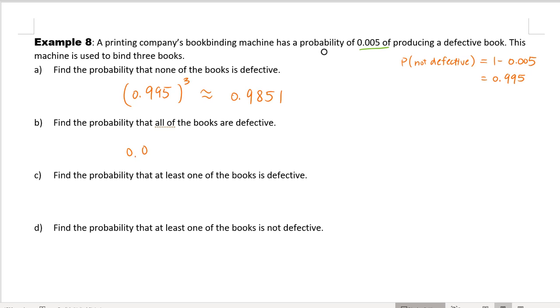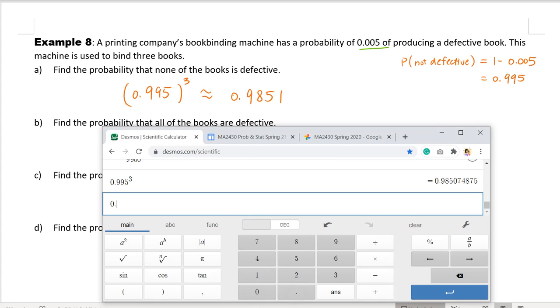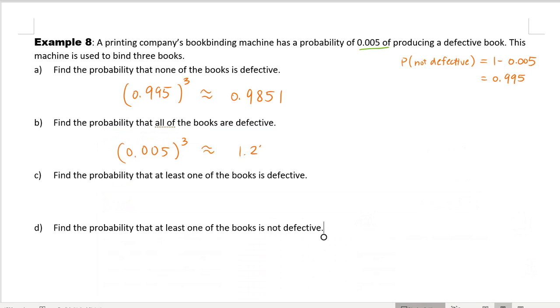And then part B, find the probability that all of the books are defective. So they're defective, so 0.005, and all of them are defective, so cubed. So 0.005 cubed is 1.25 times 10 to the minus 7. This is a very small probability.